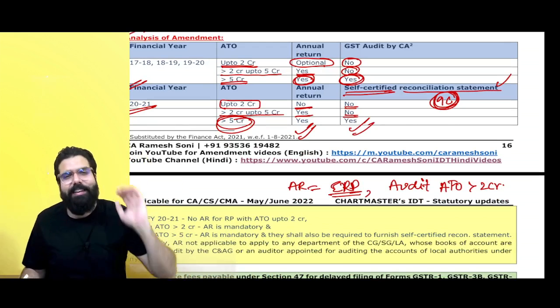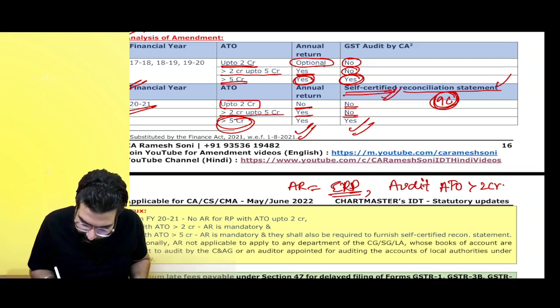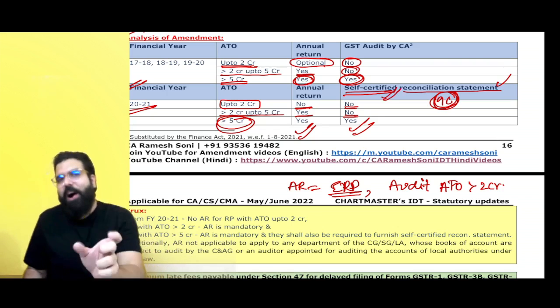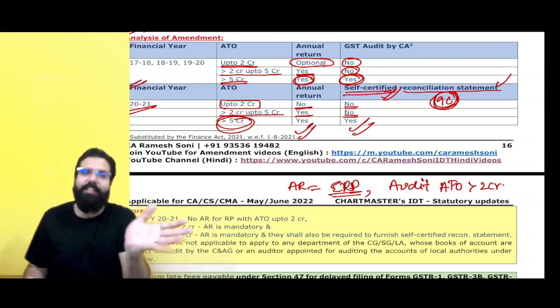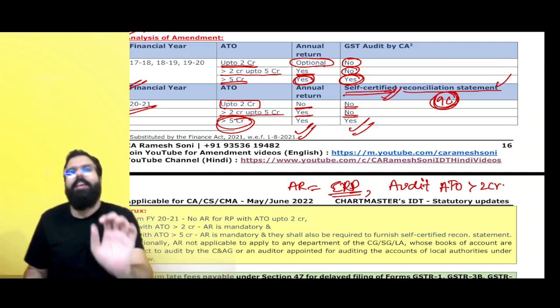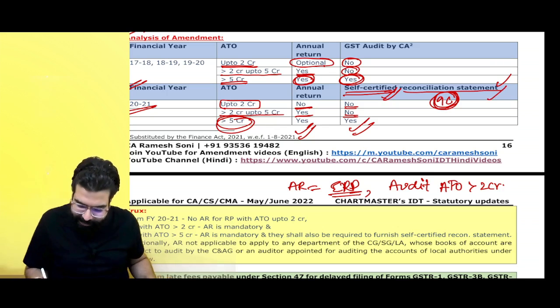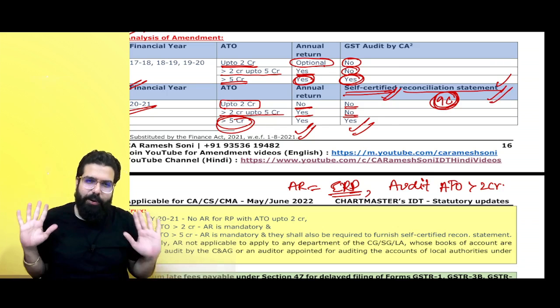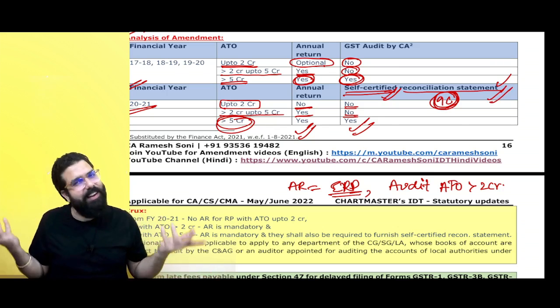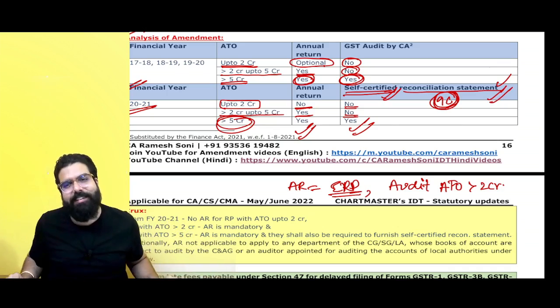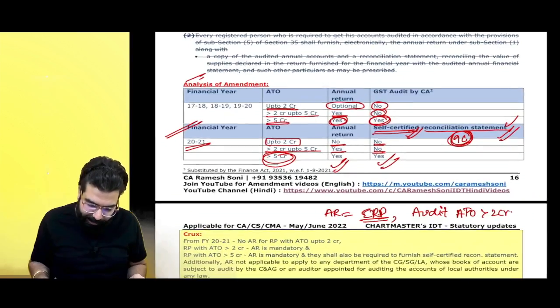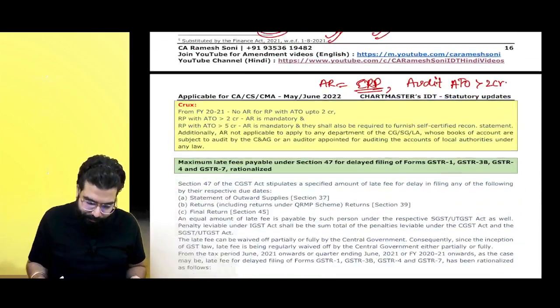Self-certified reconciliation statement. Earlier it was an audited reconciliation statement. You had to get the audit and furnish the reconciliation statement. Now it is a self-certified reconciliation statement which is required. You don't have to get audit done from a CA. So a self-certified reconciliation statement is enough. Done, sir. Point is clear. If you remember this much, it is more than enough for your exam.